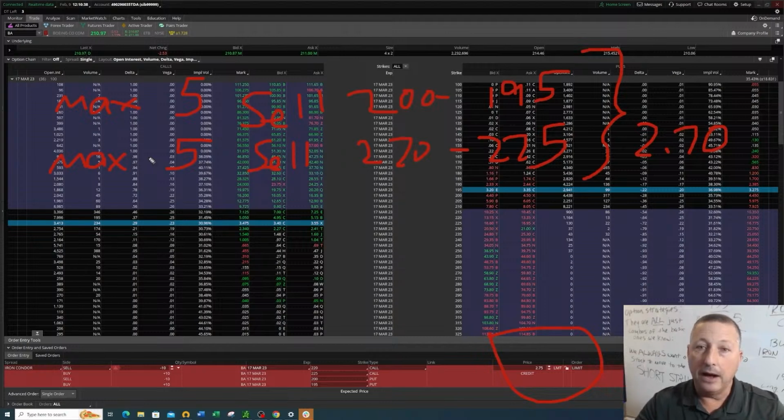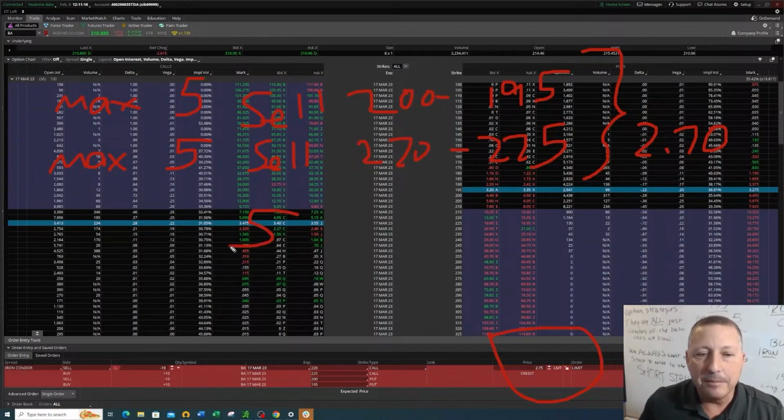Either one. Now, if you think about it, they both can't happen at once, right? The put spread can't be worth $5 if the call spread's worth $5. Because if the put spread's worth $5, that means the stock at expiration is 195 or below. Well, if that's the case, then the calls are worthless. Same thing on the upside. If the call spread is worth $5 at expiration, meaning the stock would have to be 225 or higher, then the put side is worthless. So the maximum value of this iron condor is $5.